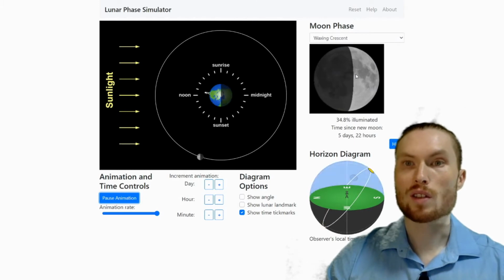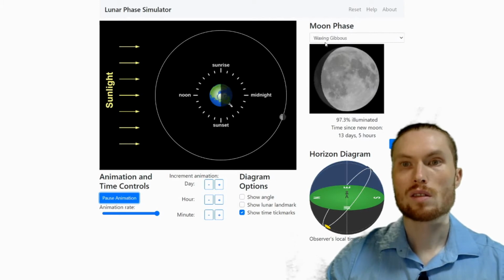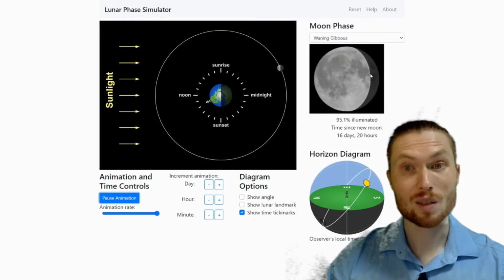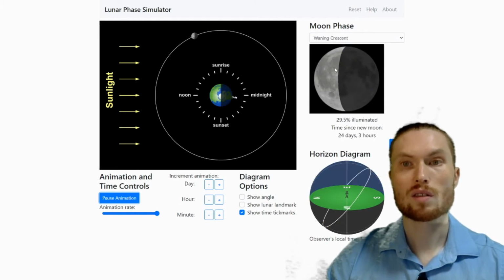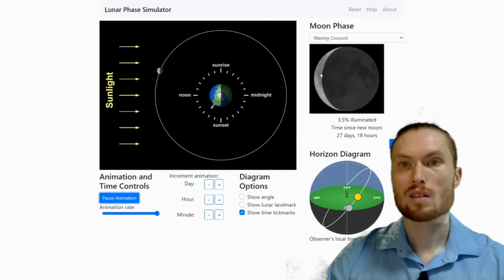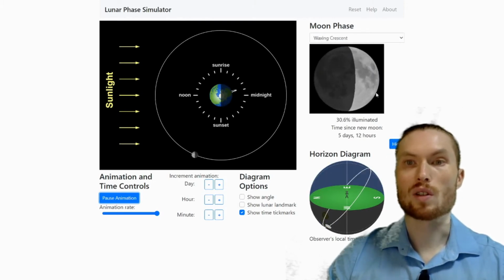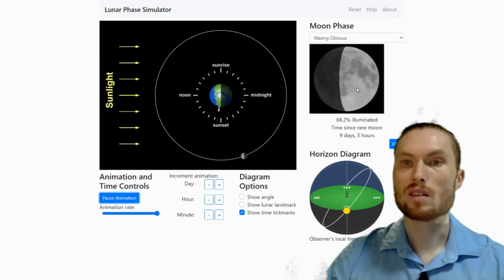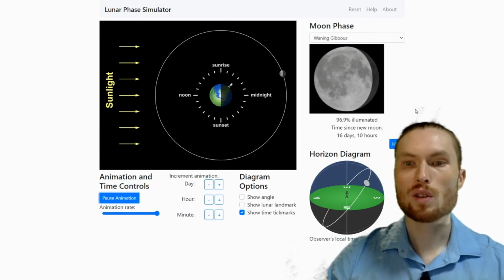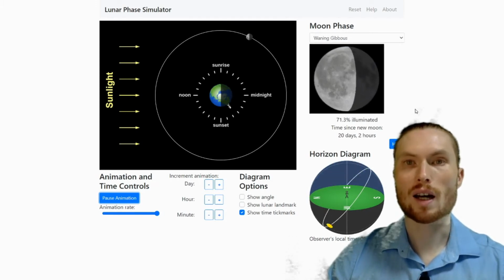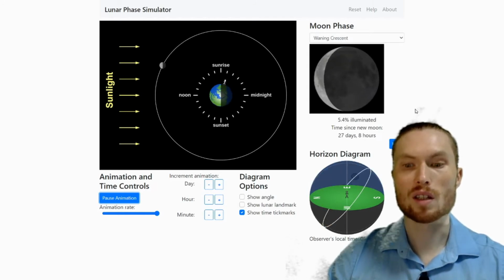So here we have waxing crescent, first quarter, waxing gibbous, full moon, waning gibbous, and then third quarter, waning crescent, new moon, and then it starts all over again. So it goes from waxing into waning. Let's take a closer look at this website and how to make a moon position diagram that will help you understand the moon.